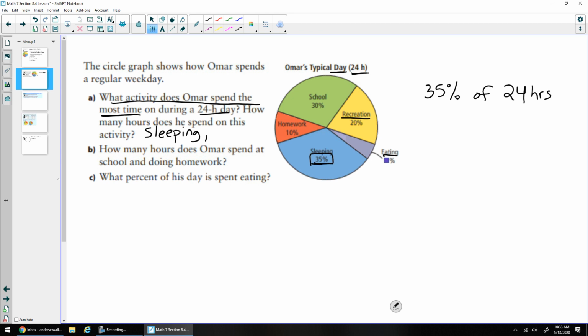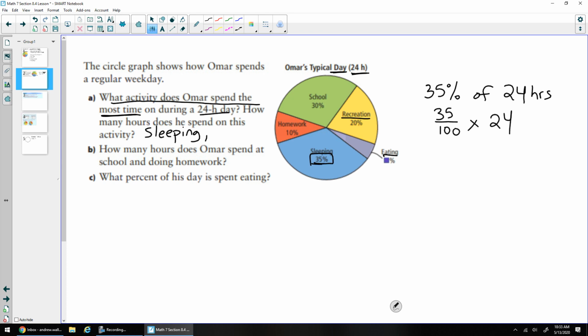Now you're going to have to do a bit of a calculation. 35%, remember, is the same as a decimal. It's the same as a fraction too, 35 out of 100. Percent means per 100. Of means times. Times by 24. Hopefully you sort of remember this. This might be a bit of a review, so you might need to watch this part a couple of times.